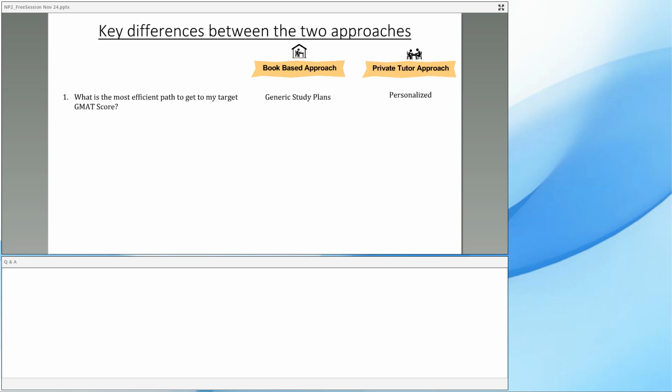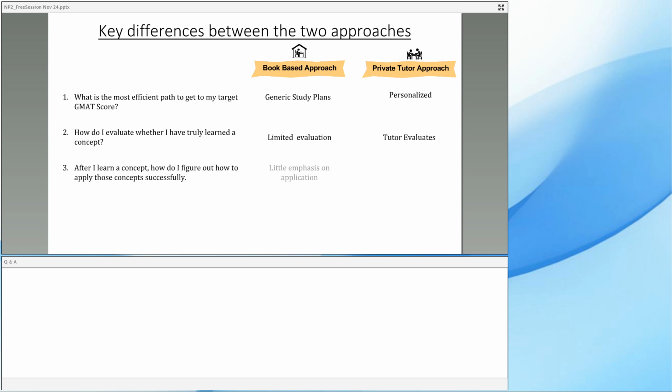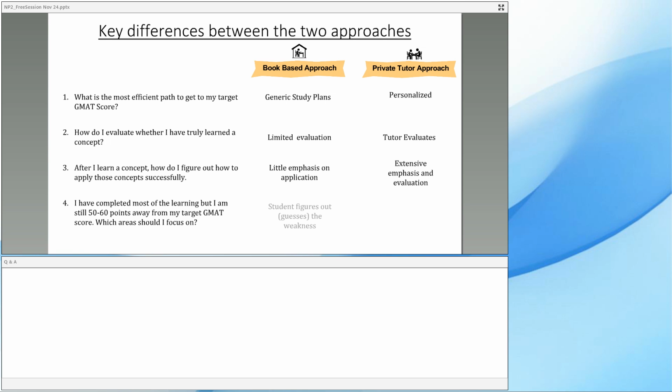So what's the difference between these two approaches? While you're learning the same content, it's the same concepts, there are two fundamental differences. Firstly, the private tutor-based approach is much more personalized. The second reason is that the extent of application that you get in a private tutor-based approach is a lot more.